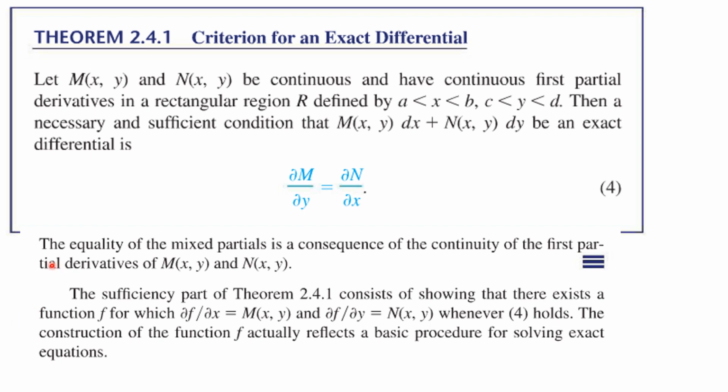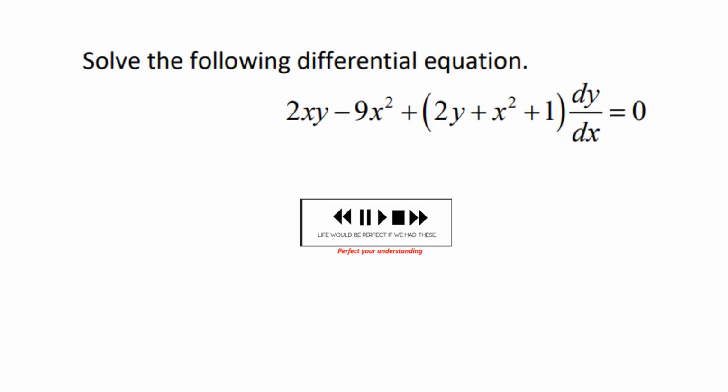Now the proof of this, because it is if and only if, is straightforward in one way, because the equality of the mixed partials is a consequence of the continuity of the first partials of M and N. The sufficiency ends up showing there does exist a function that satisfies this whenever 4 holds. Now the construction of this is actually the same as solving a problem, so I'm not taking you through a theoretical thing. I'm just going to solve problems with you.